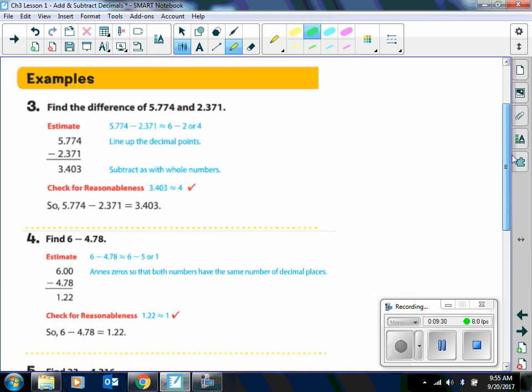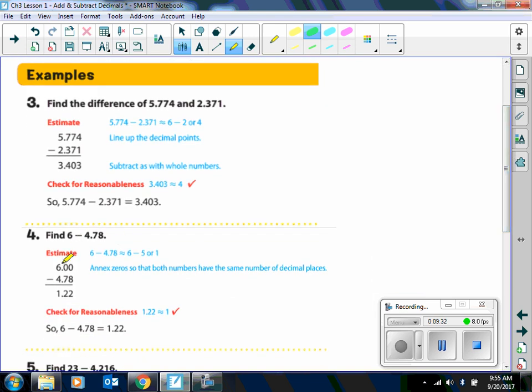For example 4, here we have 6 minus 4.78. 6 minus 4 and 78 hundredths. Now, this is an example, you guys, of when you are adding zeros, where you are annexing the zeros. Does everybody see that? Because when you line them up, if there's nothing there, let me see if I can cross that out. If there's nothing there, can I subtract the 7 and 8 from something? No. That's why we have to put the zeros in, okay?